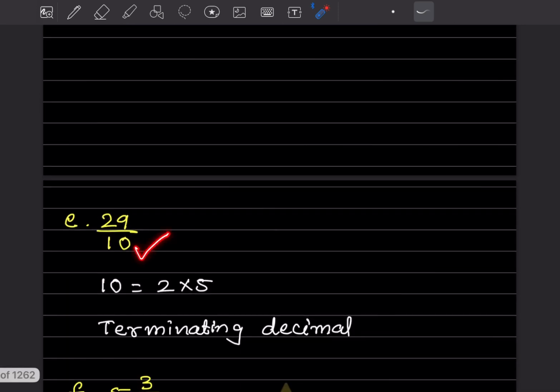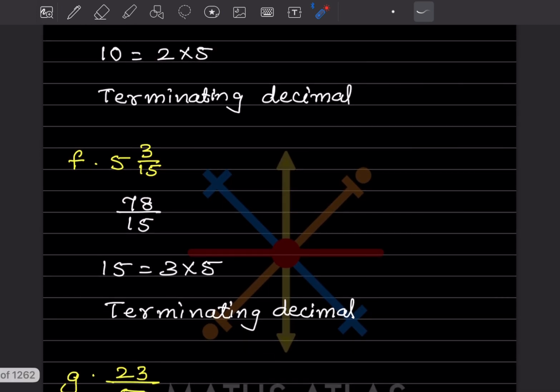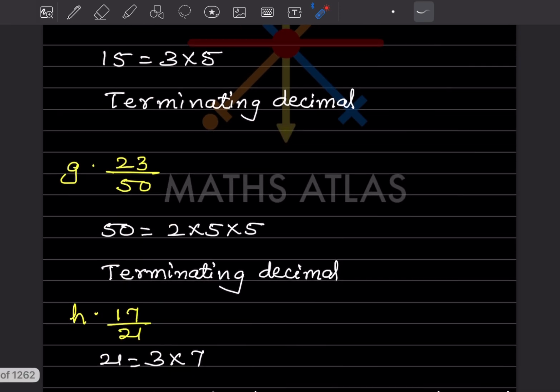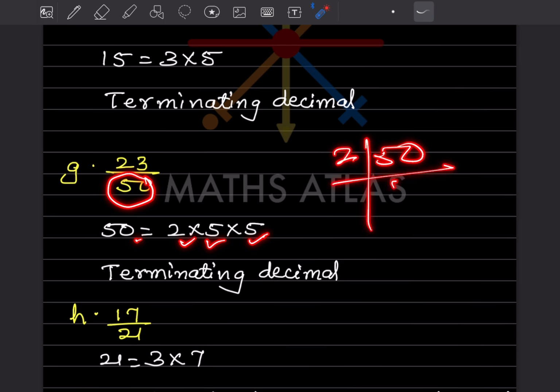Here we have both of them, 2 and 5. So it is a terminating decimal. Again here we have 3 and 5, so we have 5 over here. So that will be a terminating decimal. Again here 50. So 2, 5 and 5 are the factors of it. If you don't know, we can just check like this with the help of the prime factorization method.